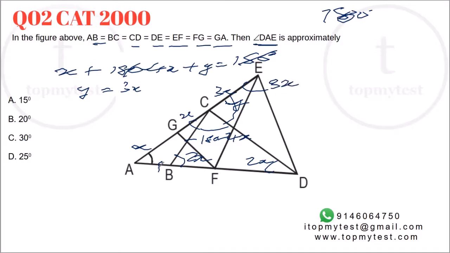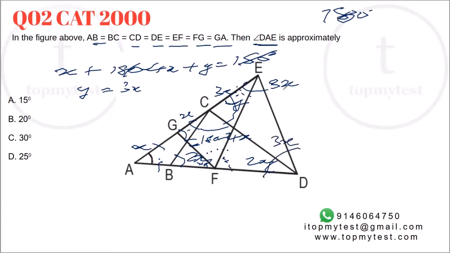Now, by symmetry, if I go from the other side, AG equals FG. So if this angle is X, this angle will also be equal to X, which will make this angle 2X, which will make this part 2X, right, which will again make this angle 180 minus 4X. So this angle will become 3X, which means this full angle will become 3X.